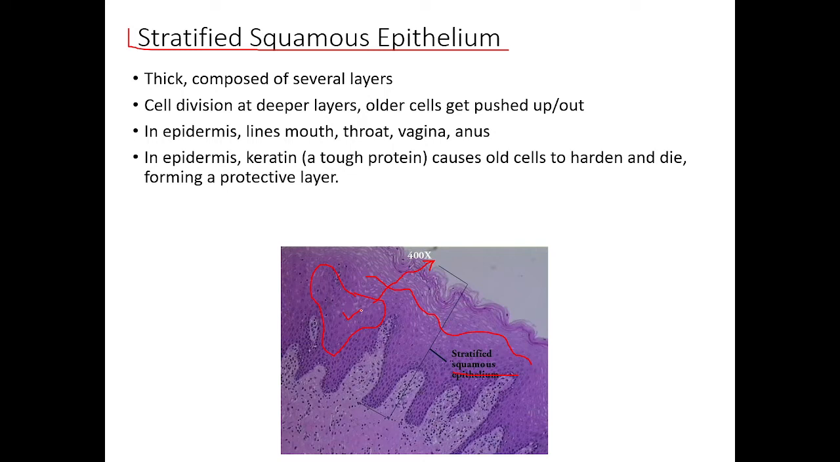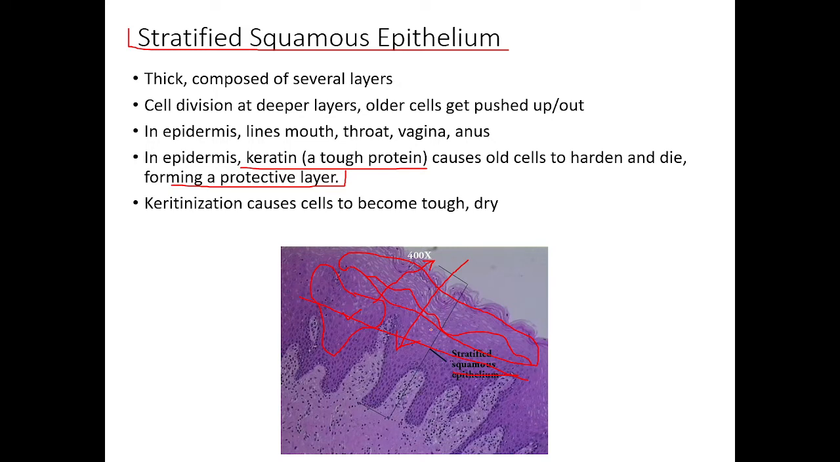In epidermis, the keratin component is a tough protein. It causes old cells to harden and die, forming a protective layer. So sometimes these stratified squamous epithelium cells line the upper layer of our skin and they coat with the keratin component, okay? So that the dead cells coat with the keratin, forming a protective layer. So the internal cells won't be damaged due to external forces, or any shock or toxic exposure.